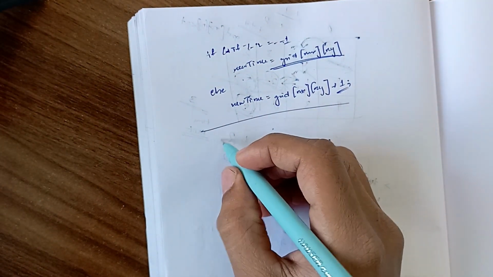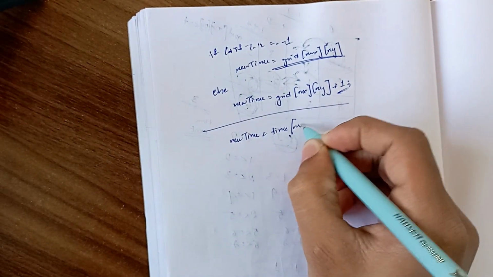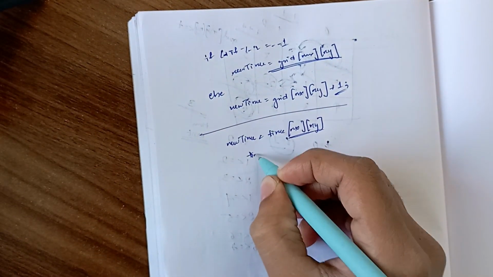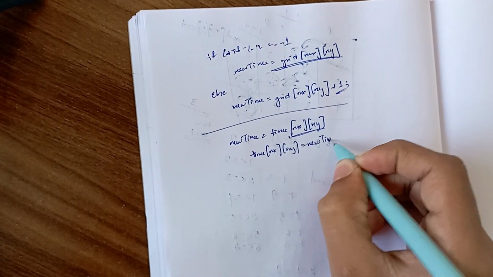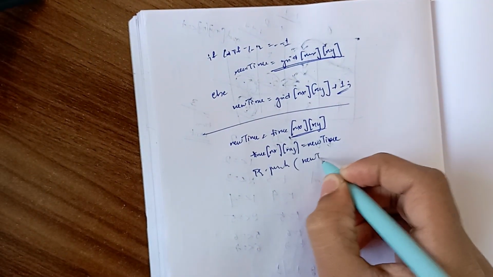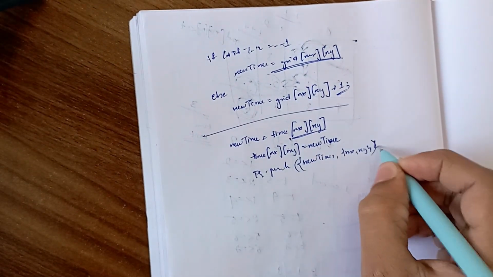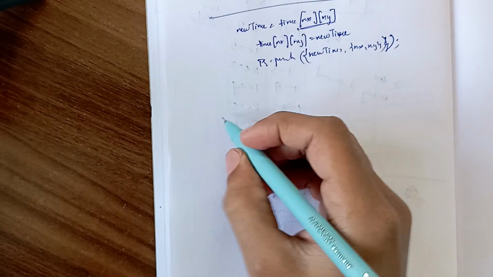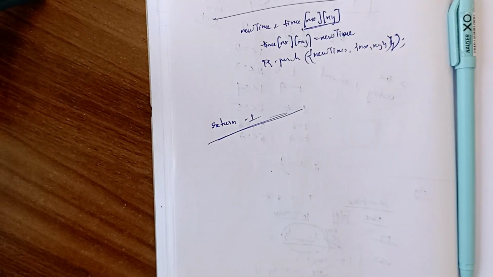So after this, if the new time is less than the time at the new cell, the time at nx, ny will be the new time, and we will be pushing the new time with the indices. And if we didn't reach our target, we will be returning -1. So this is the algorithm. You will be getting the code in a few seconds. Thank you.